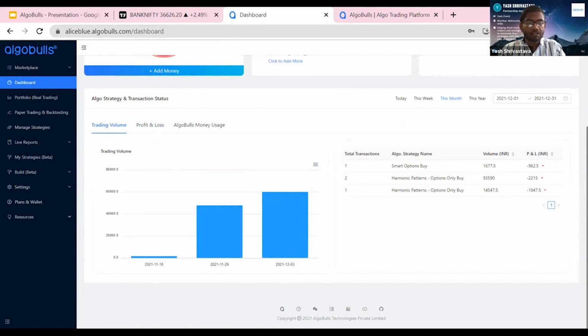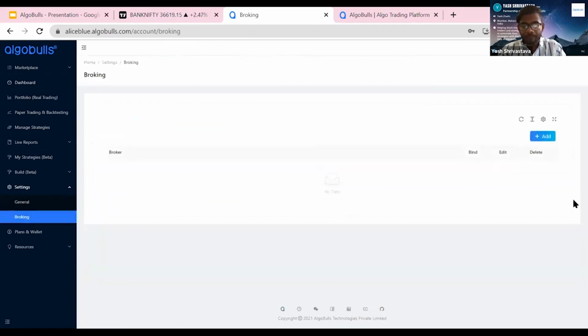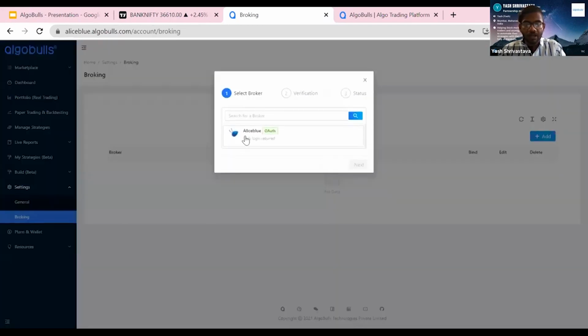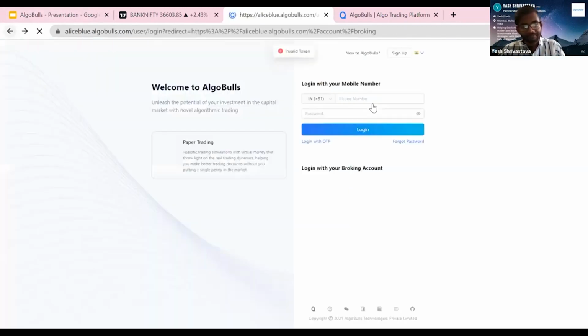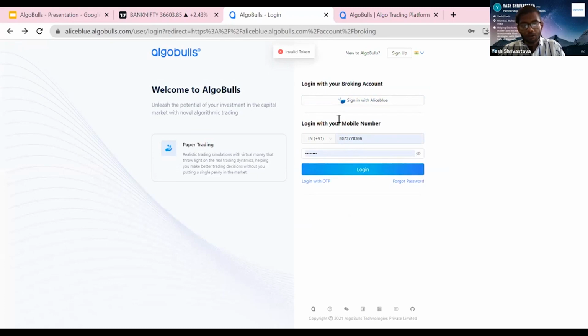Coming to your question, Shine, you wanted to understand how to connect your broker. You just need to go to settings, then brokerage. Now go to the section and click on add, and you can add Alice Blue, and sign in with Alice Blue using OAuth authentication, typing your client code and password, and your broker will be bound. Or you can do it through this page itself when you type in aliceblue.algobulls.com.